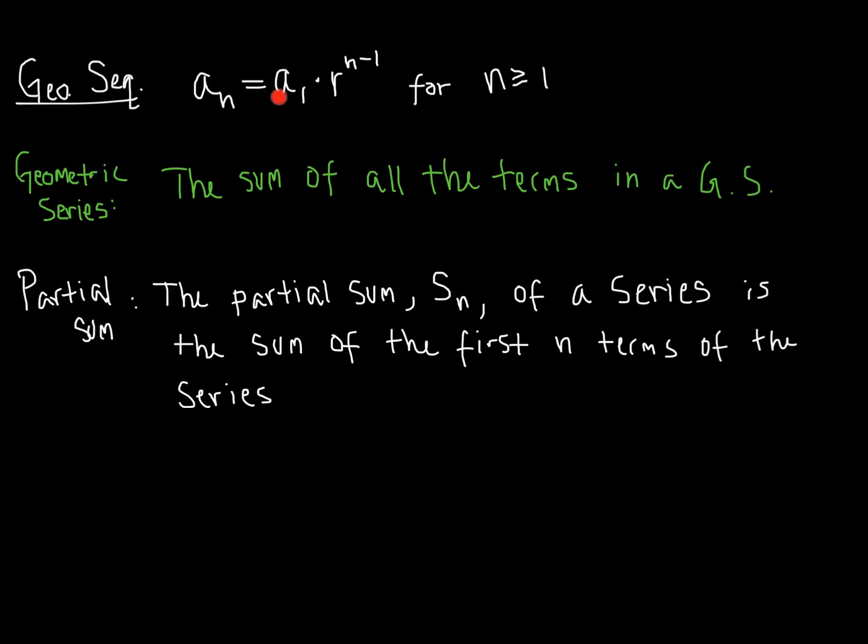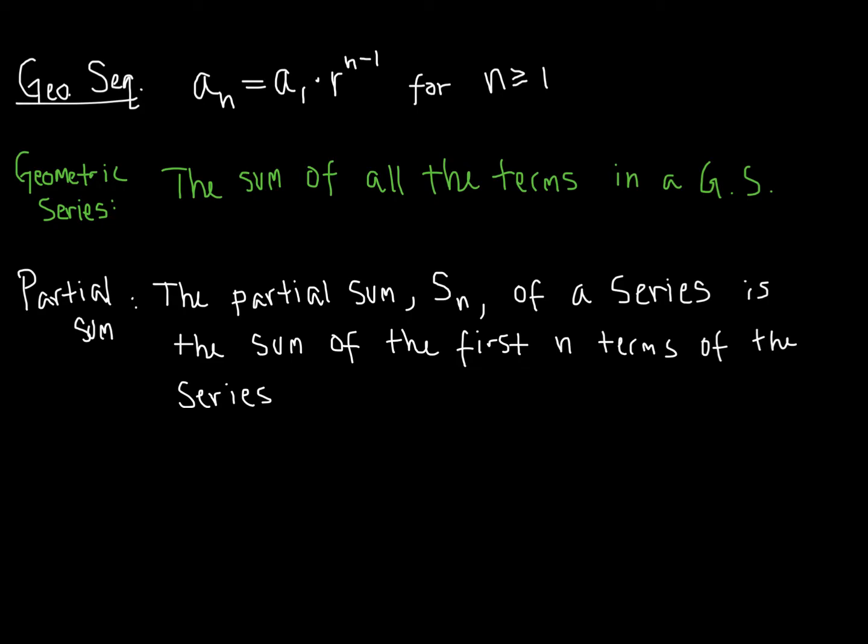So starting with the first term, I would multiply by that constant ratio a certain number of times to get to the nth term. Okay, so this is the definition of it. And then a geometric series is just going to be the sum of all the terms in a geometric sequence. This is a geometric sequence, okay?